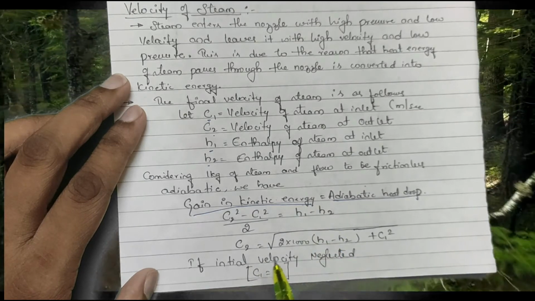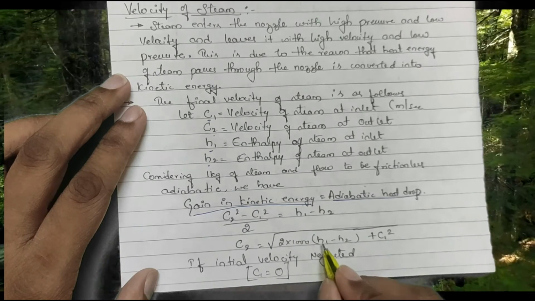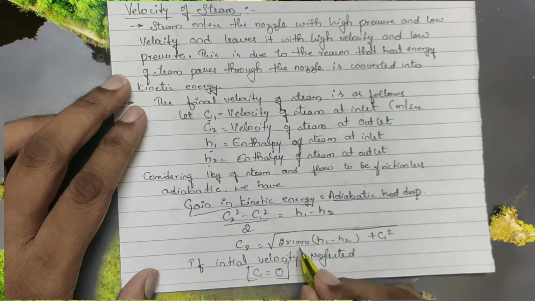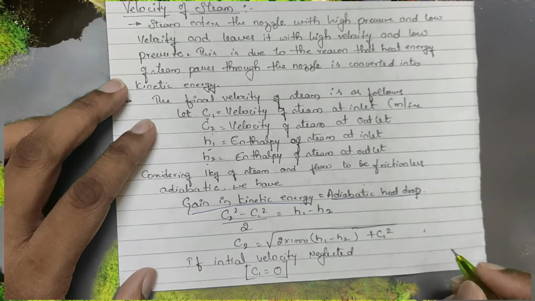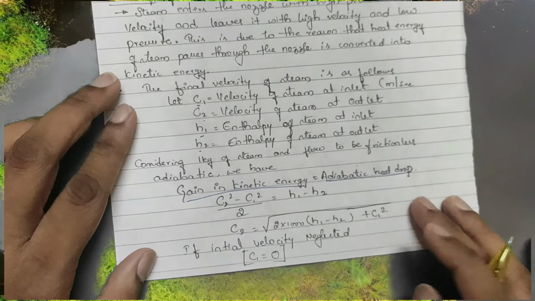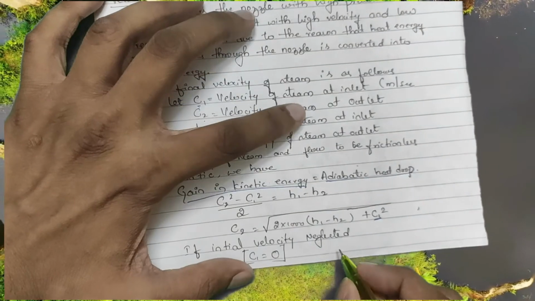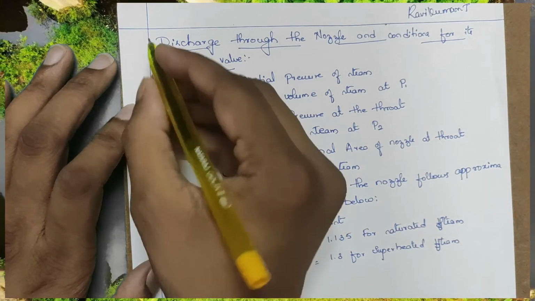So C2 equals the square root of 2 into 1000 into (H1 minus H2) plus C1 square. Why 1000? Because H is in kilojoules; if you convert to joules, you will get the velocity in meters per second. If C1, the initial velocity, is neglected, you get C2 equal to the square root of 2000 (H1 minus H2). Very important derivation in the nozzle.